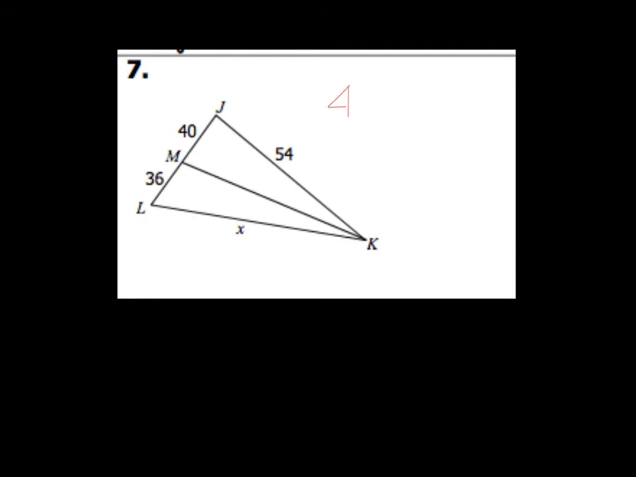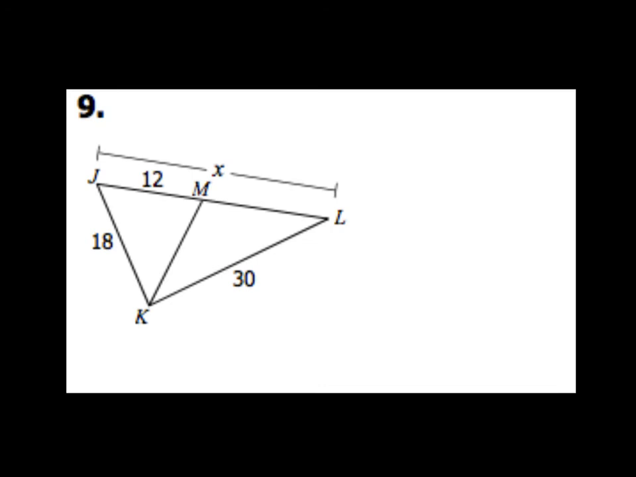We're going to do 40 over 36 is equal to 54 over x. Notice I have the parts for my triangle here. This top part, they're all at the top, and over here, they're at the bottom. Order is important. Let's solve and see what we get for x. And x is equal to 48.6.